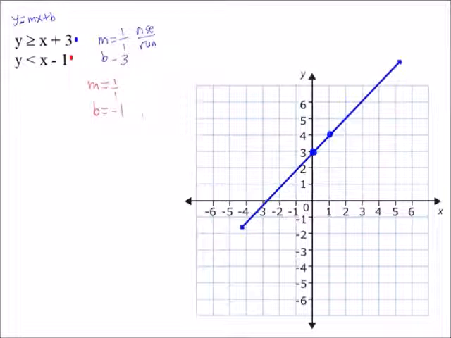Okay. And then in red, negative 1. So let's start at negative 1. We go up 1 over 1 and then connect. This is a dashed line because there's no line under there. So here's my dashed line. Okay. So in blue, remember, where's your test point at?